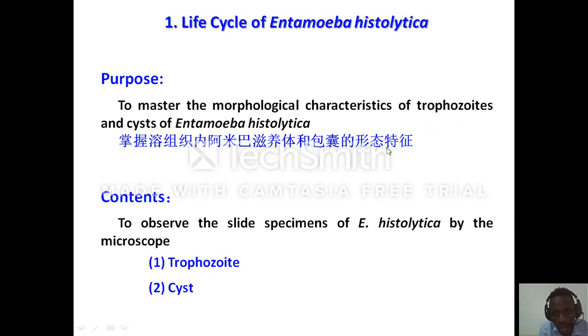Now, this is for those who are very well versed in Chinese language.